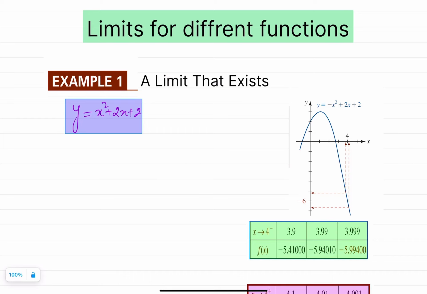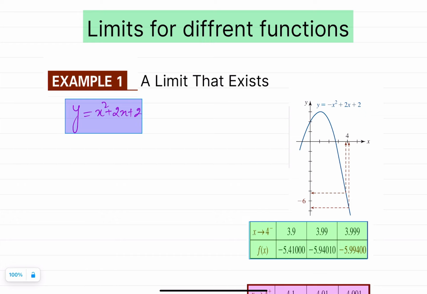In the previous video, we have studied about limits, what a limit really is and how we can evaluate a limit. Here I will continue with that topic, and in this video we're going to find different limits for different functions. First, we'll find a limit that exists.